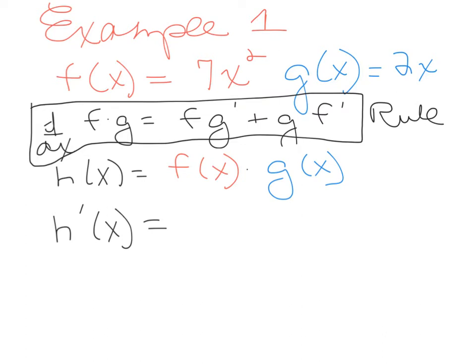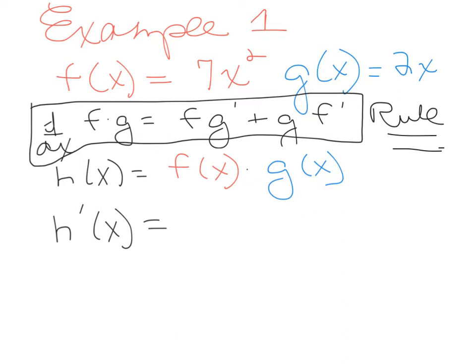Okay, so I've set up example 1 here for us. It's a very simple example, but it will serve as a good initial practice of the product rule. So our f of x is 7x squared, our g of x is 2x, and we want to take the derivative with respect to x of f times g. So the rule is left d right plus right d left, and I've written that for us right here. Alright, so we're going to define h of x as that product, f of x times g of x.